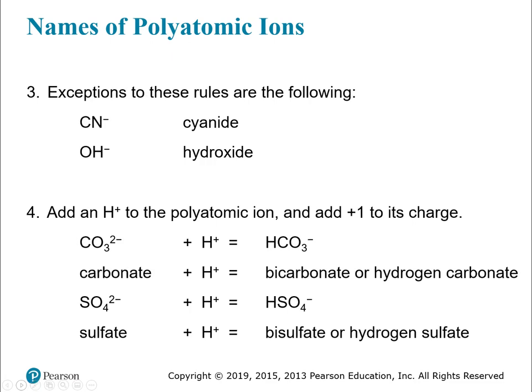There are some exceptions, as usual. Cyanide and hydroxide, they end in IDE. That's not an ate or ite, but they are polyatomic ions. You can add a hydrogen to the polyatomic ion, and that's just adding plus 1 to its charge. So if you take the carbonate ion, CO32-, and you add a hydrogen to it, it goes from being 2- to 1-. And the name of that is bicarbonate or hydrogen carbonate.